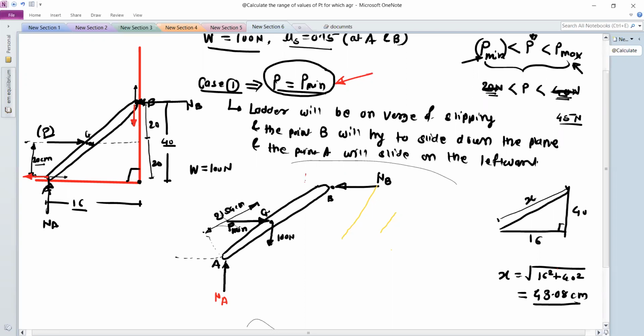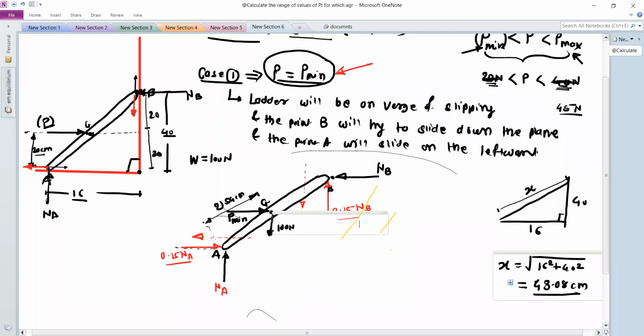So here the impending motion is like this, and therefore friction at this point will be exactly opposite to the impending motion. So friction is upward, and this is equal to 0.15 into normal reaction NB. Similarly, at point A, its impending motion is on the left side, and therefore friction will be on the right side. So this is equal to 0.15 into normal reaction NA. So we have shown all the forces: force P, then weight, normal reactions NA, NB, and the frictional forces. Now use the conditions of equilibrium.